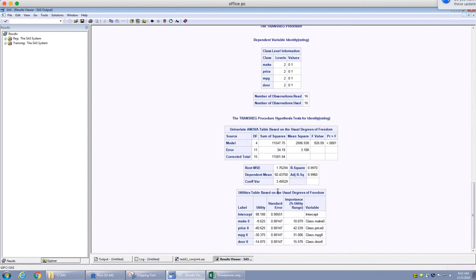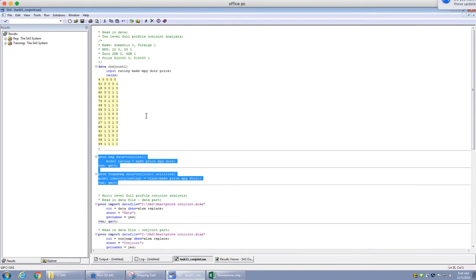It's just that TRANSREG interprets it as if you have a make of 0, then you subtract your utility, and if the price is 0, then you subtract your utility. If you recall, price 0 was 22,000 and 1 was 18,000. So you actually have less utility for 22,000, which makes sense, because obviously if you're paying less, then there's more utility for the consumer.